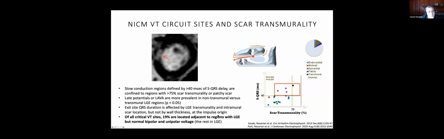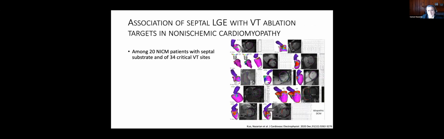And the most important thing to point out here is that of all the critical VT sites, about 20% are located adjacent to regions with late gadolinium enhancement, but normal bipolar and unipolar voltage. So again, electrogram duration is extremely important. Knowing where the scar is in non-ischemic cardiomyopathy is extremely important, because the bipolar and unipolar voltage will actually mislead you in a lot of these patients.